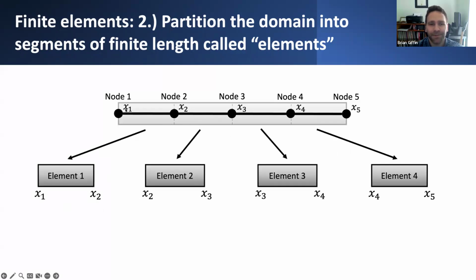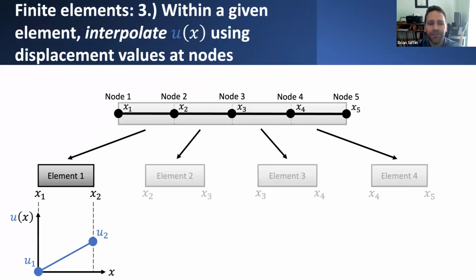So elements 1 through 4 are bounded by nodes 1 and 2, 2 and 3, 3 and 4, 4 and 5. All right, so that's what we mean by an element. An element is really just a subdomain that's described as being the interval between 2 nodes. Okay, then once we have these elements, we assume something about how the solution varies internal to a given element.